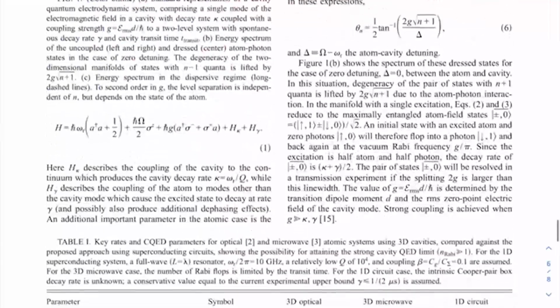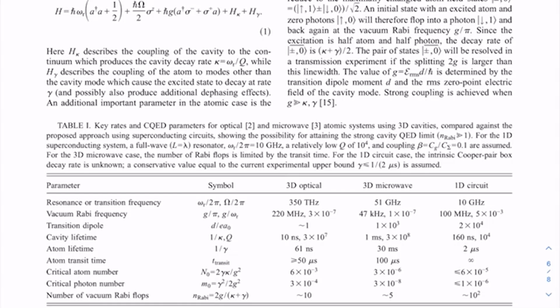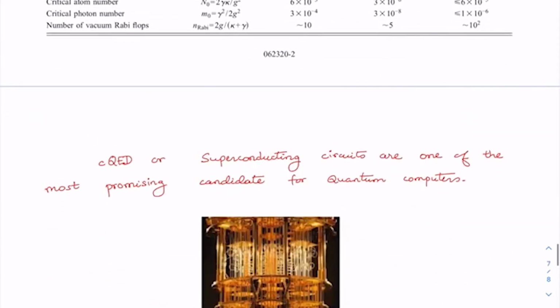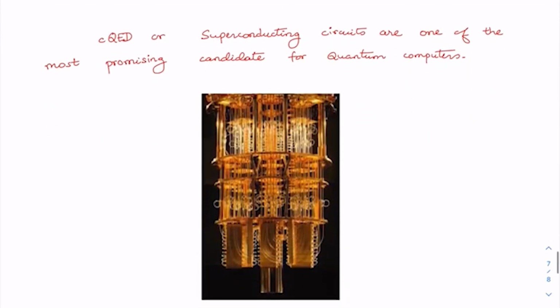In the meantime, all of us already know that superconducting circuits are one of the most promising candidates for quantum computers because of the recent IBM as well as Google computers, in particular the Google computer all of you are aware of. So now let us have a very brief discussion on this particular topic and the role of superconducting circuits in this new kind of quantum computers.